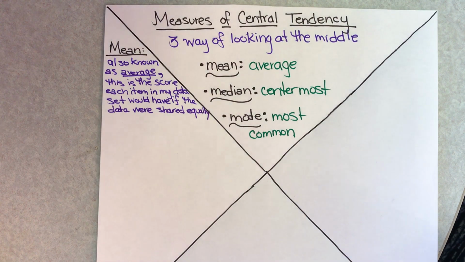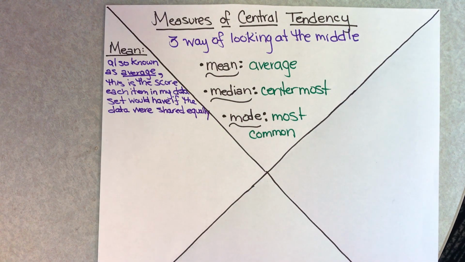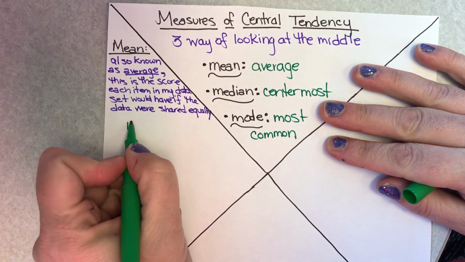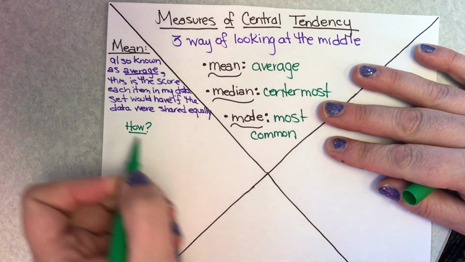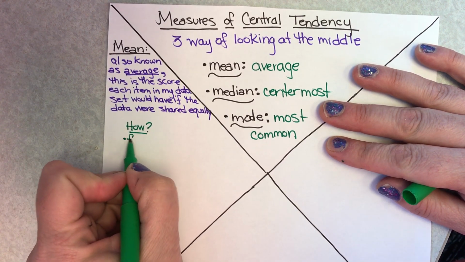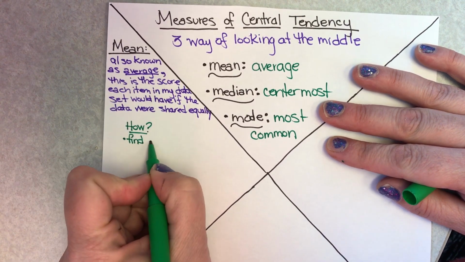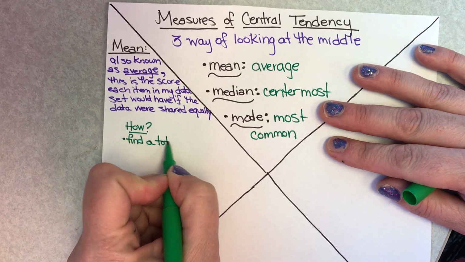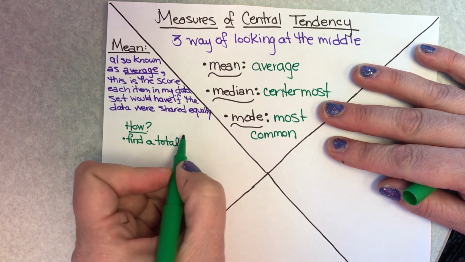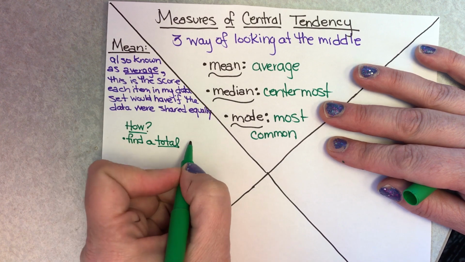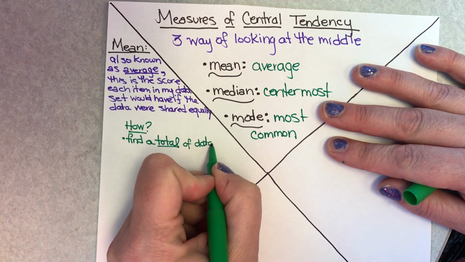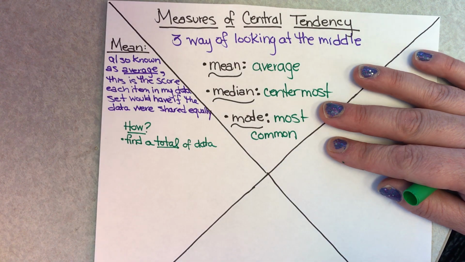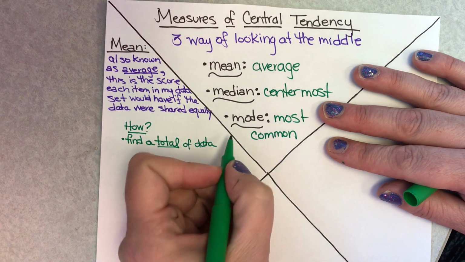Okay, so the question is not just what is it, but how do we find it? That's what students always want to know, but how? So let's give ourselves the how here. The first thing we're going to need to do is find a total of the data. Now, a lot of teachers and students oversimplify this as just add. I have to tell you, we have some example problems a little later in math where we're not just adding to find totals of data.